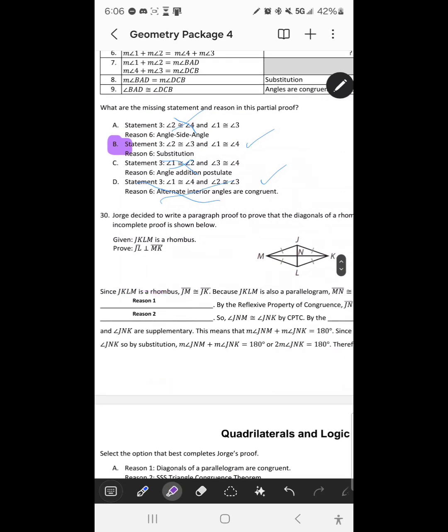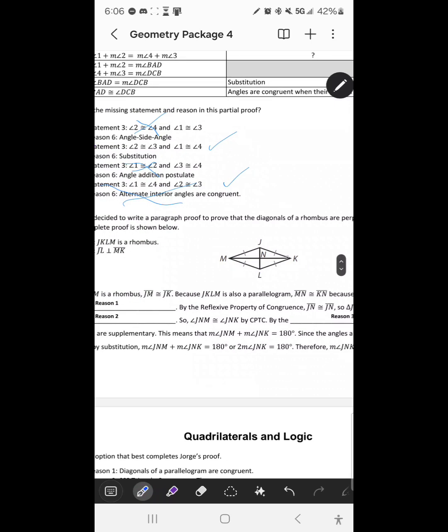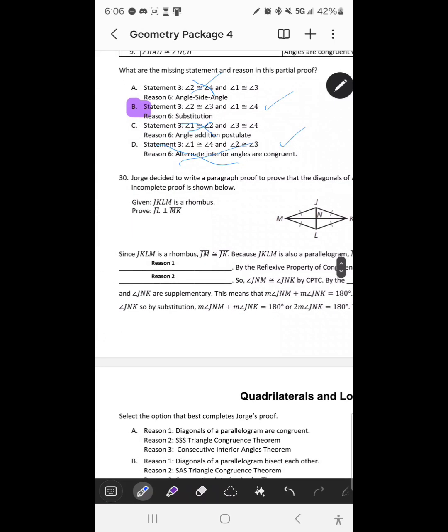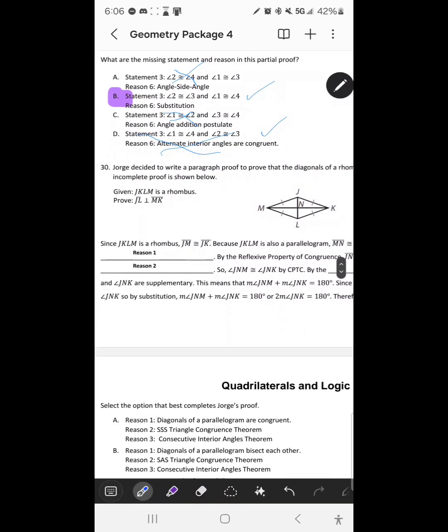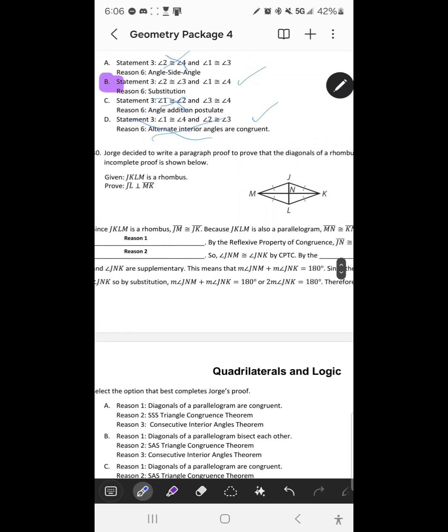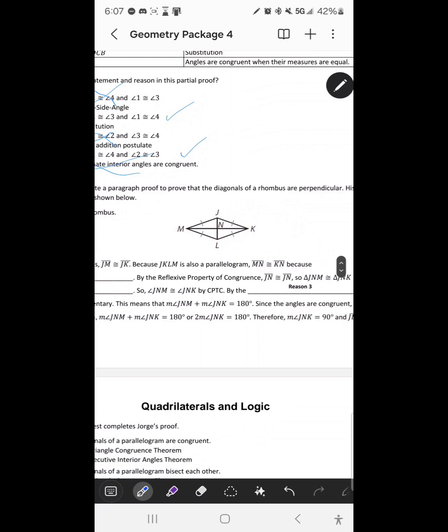Since JKLM is a rhombus, JM is equal to JK. Because JKLM is also a parallelogram, MN is equal to KN. Now they're saying something about parallelograms. They said the diagonals of a parallelogram are congruent, and the diagonals of a parallelogram bisect each other. Those are the two options. Now we're talking about MN, which is this.